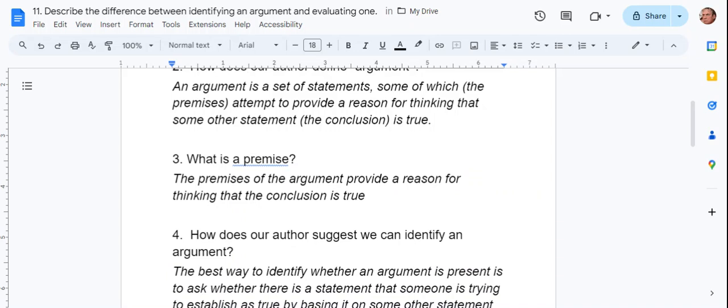Premises are not the point of the argument. The point of the argument is the conclusion. Premises are reason for thinking that that point is actually true.